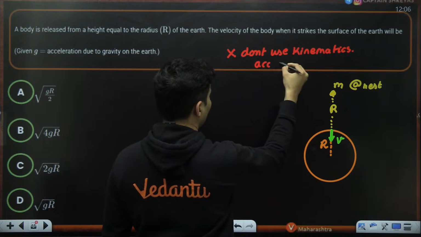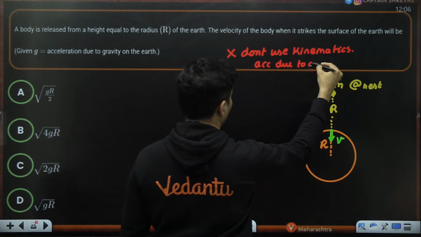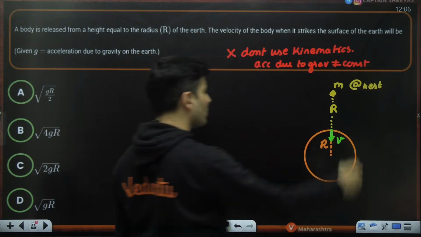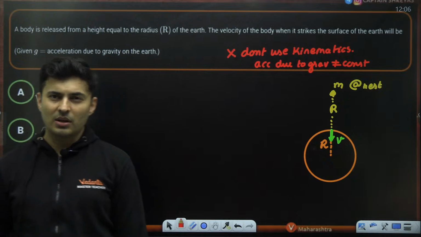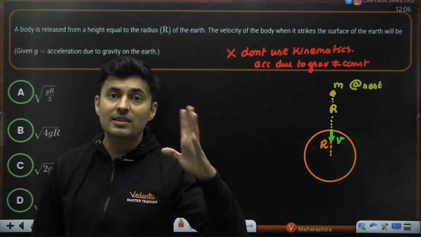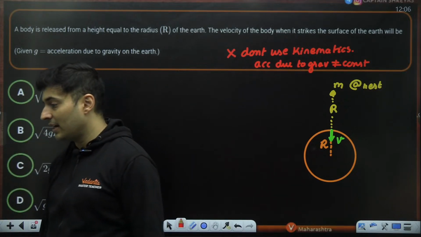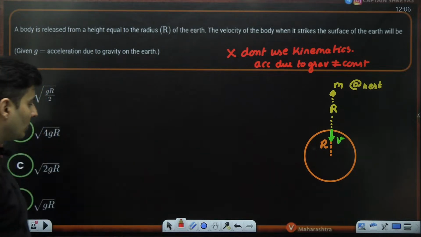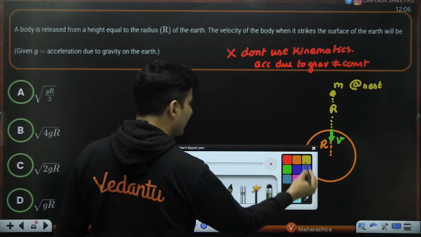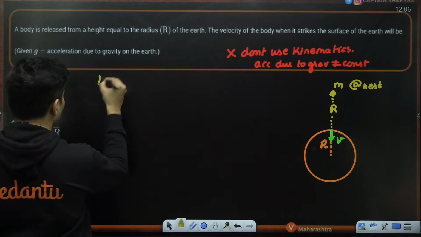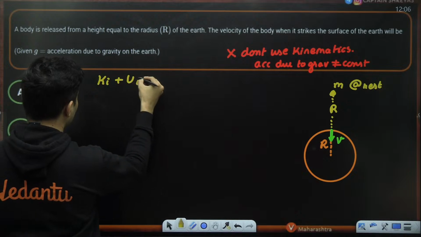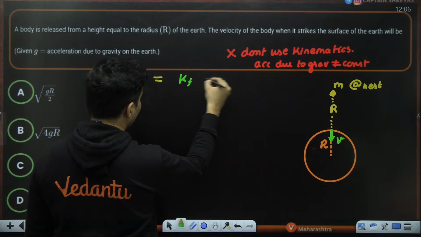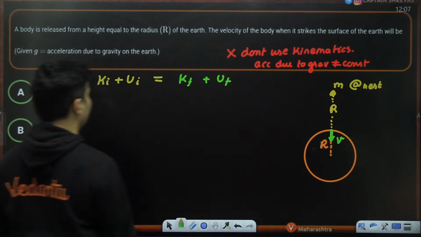Acceleration due to gravity is not constant because the height is good enough. It's not a few meters or a kilometer. It is 6,300 kilometers. That's the radius of the earth. So you cannot use it, guys. Okay. So the only option is we have to use energy conservation. That will help us. So initial kinetic energy plus initial potential energy, whatever it is, will be the final kinetic energy plus the final potential energy.